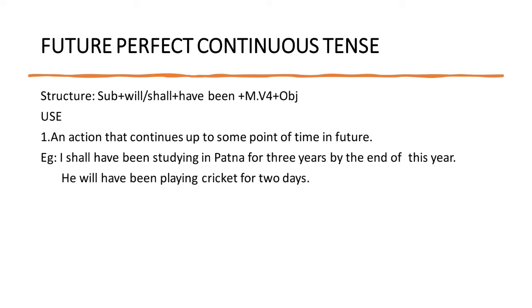It means that when an action continues in future up to some point of time, in that case we have to make the sentence in future perfect continuous tense. It starts in future, continues in future, and ends in future. So this type of condition is required for future perfect continuous tense. Let's see the example. I shall have been studying in Patna for 3 years. By the end of this year, we will have been playing cricket for 2 days.